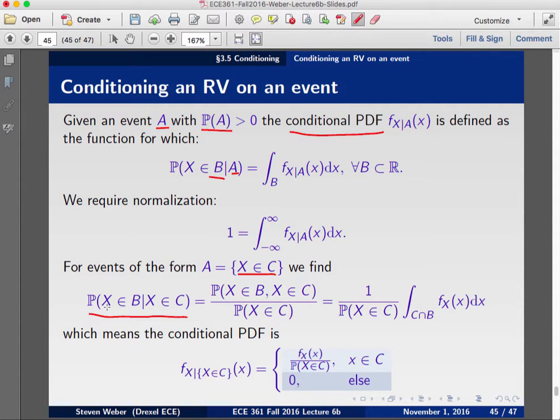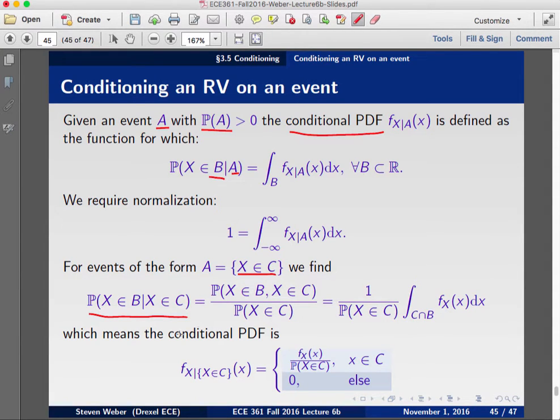But now I can use my basic definition of conditional probability. The probability that x is in B, given that x is in C, is going to equal the probability that x is in B and x is in C, all over the probability that x is in C. That simply follows from our original definition of conditional probability as the ratio of the probability of the intersection over the probability of the conditioned event. And now I can recognize that x is in B and x is in C means that x is in the intersection of B and C. So that's why here I'm integrating over all x in the intersection of B and C.